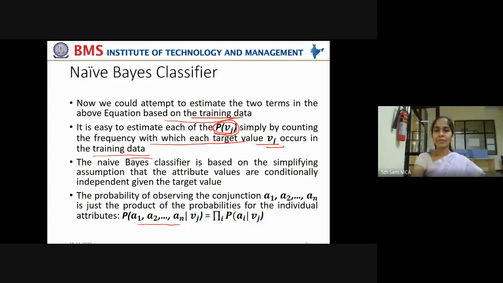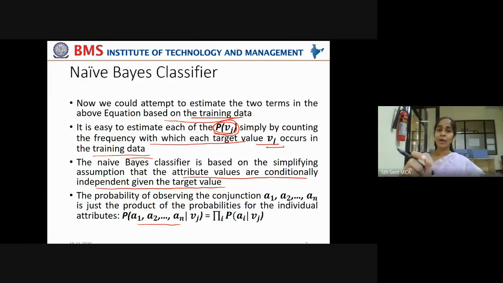Now, the naive-Bayes classifier is based on the simplifying assumption that the attribute values are conditionally independent given the target value. Given the target value, that is the assumption made under the naive-Bayes classifier: attribute values are conditionally independent given the target value. It means the target value doesn't influence the attribute value combinations. Okay, that is the assumption we are making.